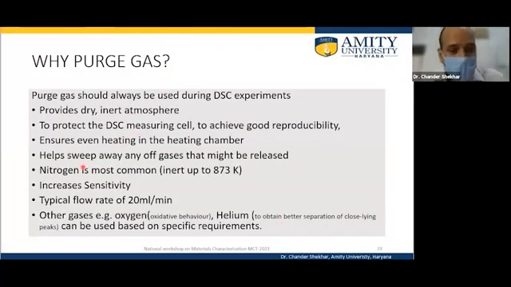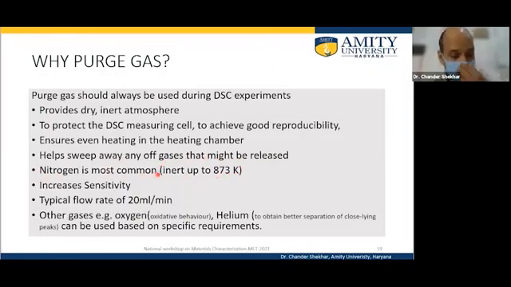These are the requirements for why a purge gas must be used: it provides a dry and inert atmosphere, and it protects the DSC measuring cell to achieve good reproducibility. It ensures good, even heating in the heating chamber. Also, the purge gas removes the dead volume in the cell. It helps to sweep away the gases that might be released up to 600 degrees centigrade.